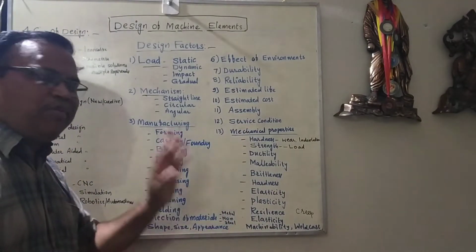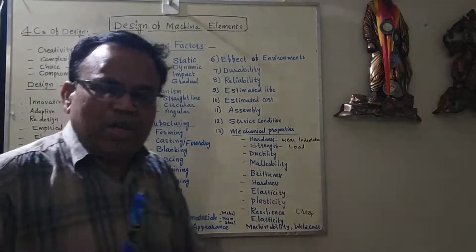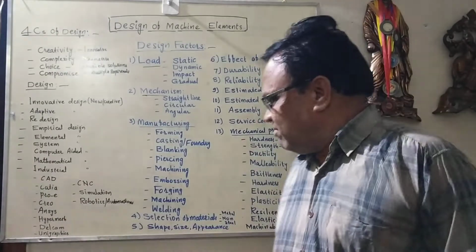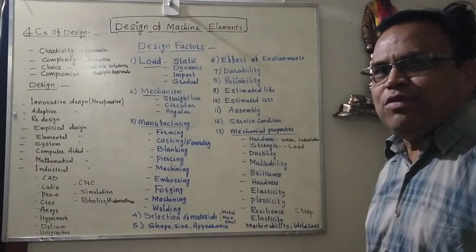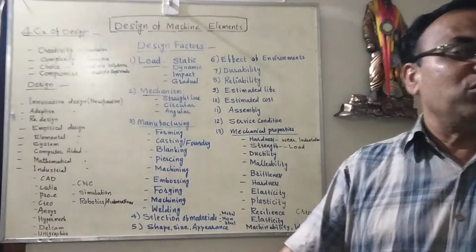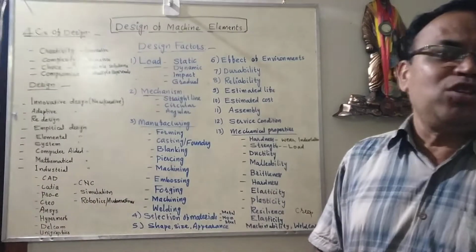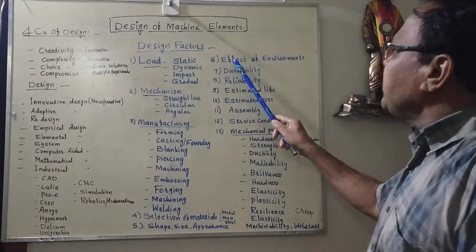Size, structure, appearance. Size should be very compact, and structure should be very simple and should have a long life. Shape, size, appearance: you need a very beautiful appearance. While purchasing a car, you will see the appearance, how it makes a very pleasing, good appearance. So next is the effect of environment.